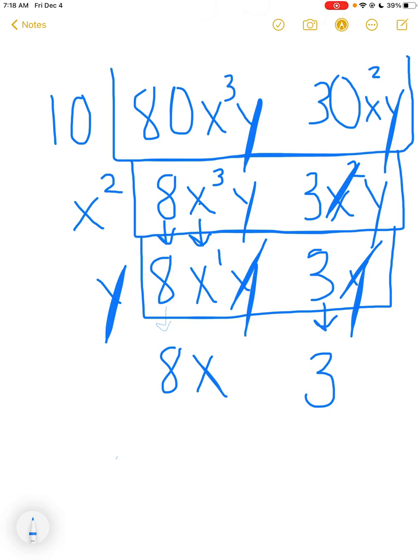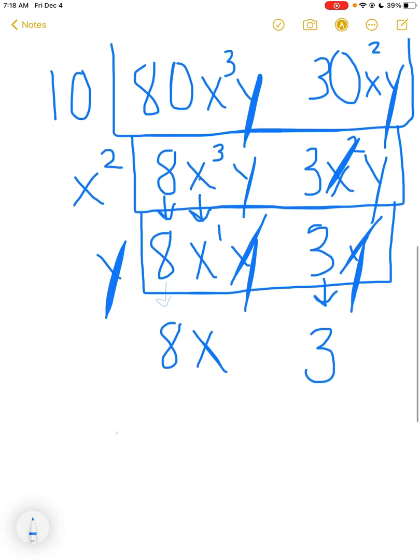I am out of pieces to divide by, to take out of these sets of numbers, because 8 and 3 can't be divided any further. I only have x in one number, so I can't take an x out of both, and I don't have any y's left at all. So now I stop and I find my GCF and LCM.